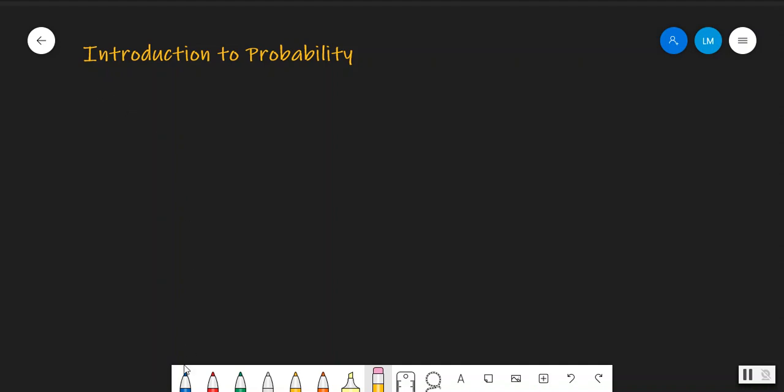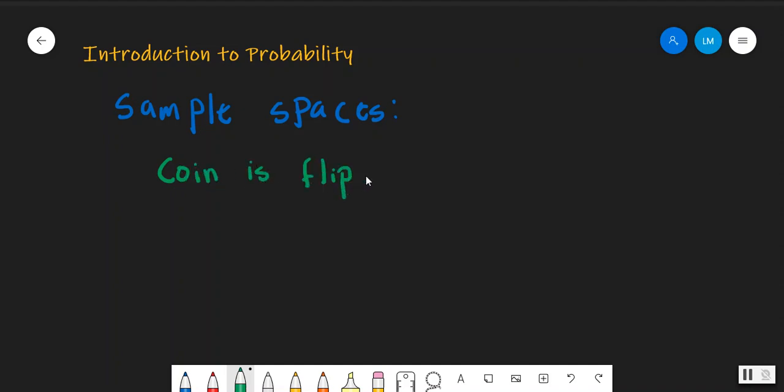So let's look at a couple of sample spaces. A sample space is essentially just the list of total outcomes. So for example, if a coin is flipped, then we write out the total possibilities for that, which would be that if it's flipped once, it could be heads or it could be tails.